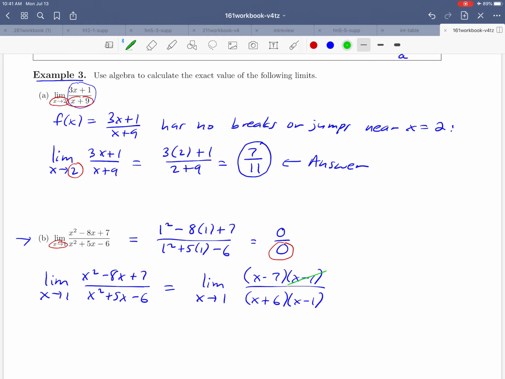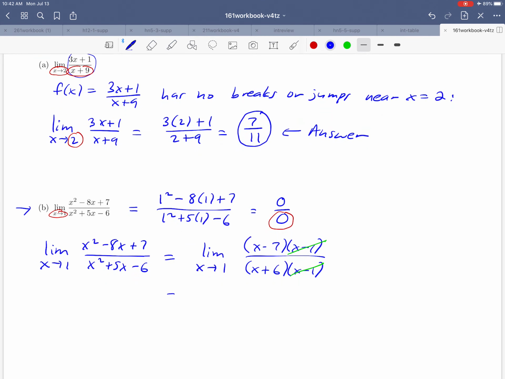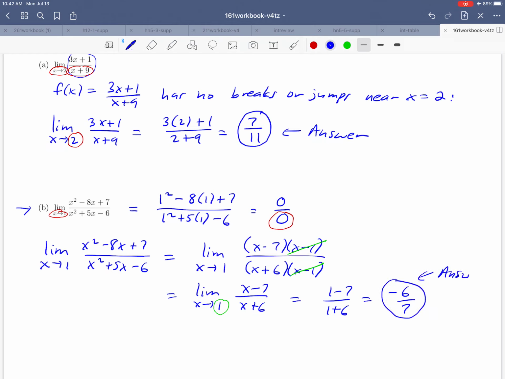Do you notice anything that we can do at this point? Well, there's an x minus 1 that's common to the top and the bottom, so we can cancel that. We can get away with doing that because x never exactly equals 1 when we take this limit. So really, we're just taking the limit as x goes to 1 of (x minus 7) over (x plus 6). And now, let's try plugging in 1 for x. If we do that now, we're going to get (1 minus 7) over (1 plus 6). There's no 0 denominator anymore. We took care of that problem by canceling the x minus 1, and we're going to end up with negative 6 over 7, it looks like. And that is the value of our limit.